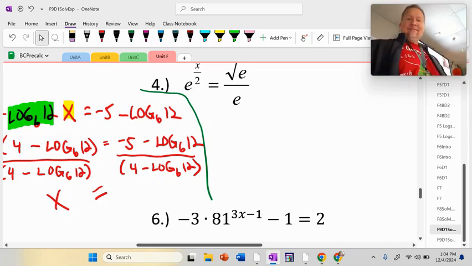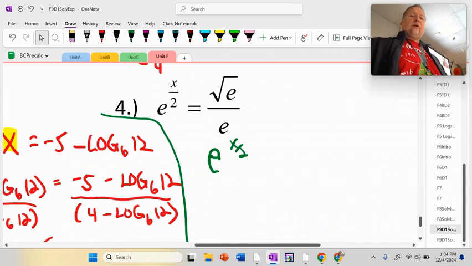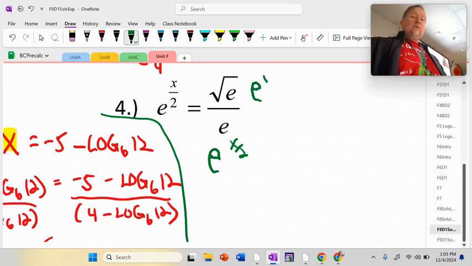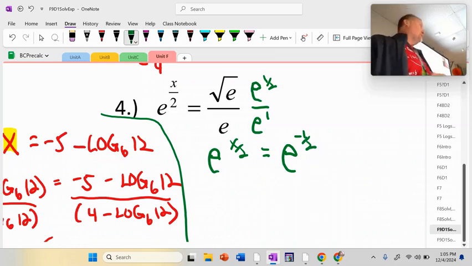You know what I feel on this one? We should be able to get equal bases. What's the square root of e? What does that equal to? E to the 1/2. What are you supposed to do with these exponents then? Subtract. What's 1/2 minus 1? Remember the numeracy I was talking about? This is e to the what? Negative 1/2. And if you're bamboozled by that, you need to go back to grade school.